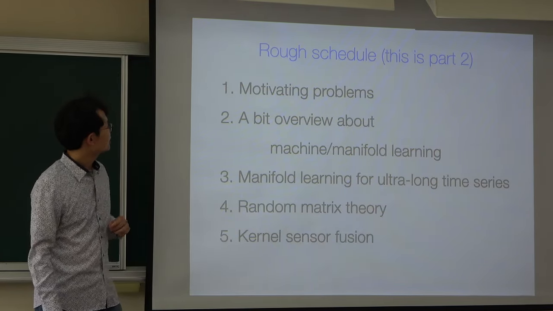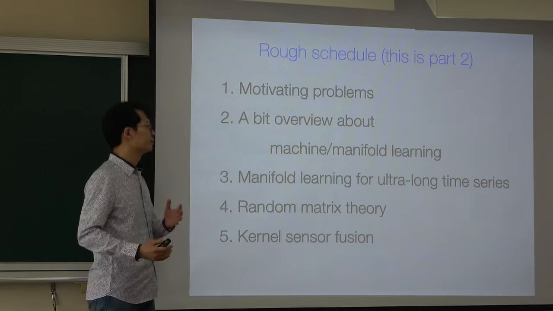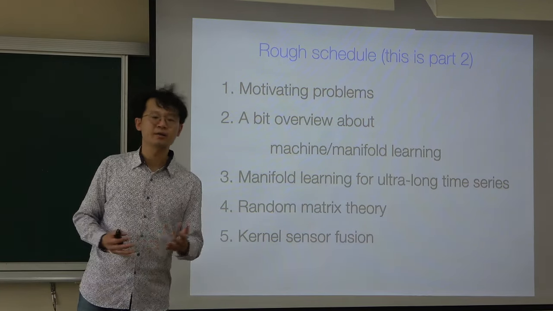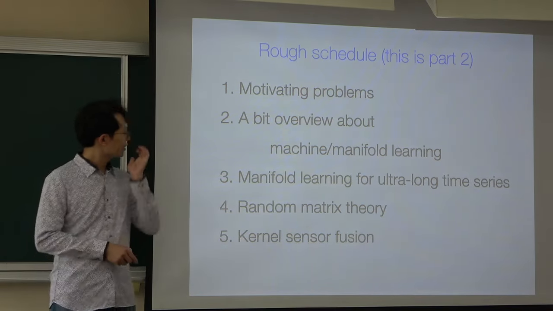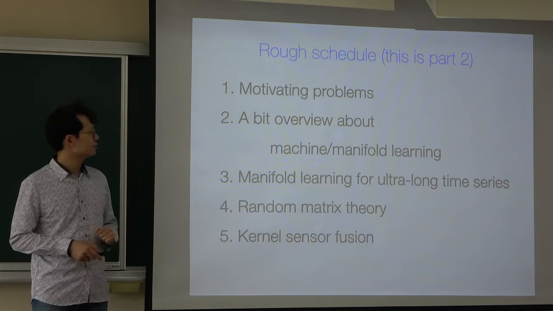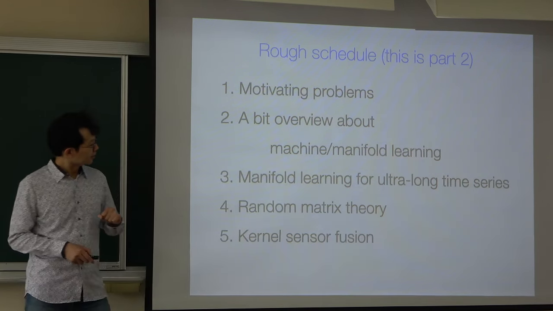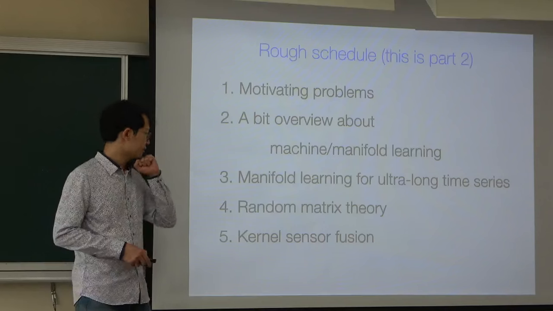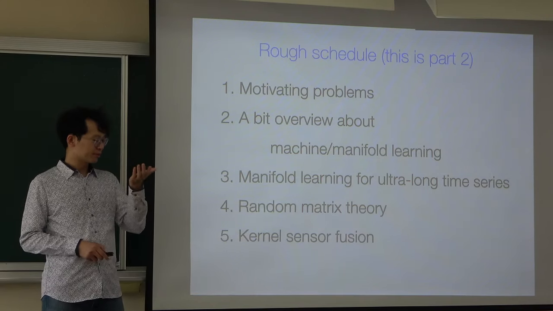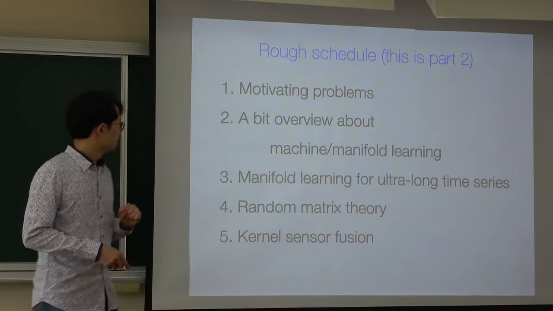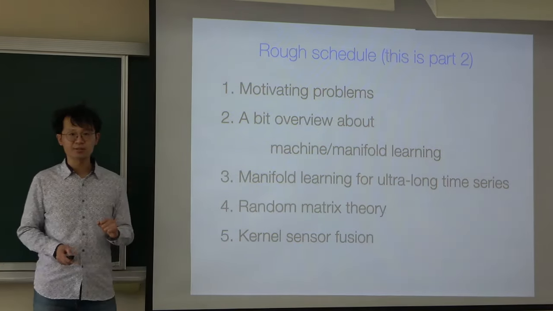And that is the rough schedule for this part 2 lecture, and it will maybe span the coming 10-20 lectures. So we'll start from motivating problems, which we will discuss today, and we will have some overview about machine learning, manifold learning, and then we will talk about how to apply manifold learning algorithms for ultra-long time series analysis. And we will also cover some random matrix theory and some theoretical results of manifold learning, differential geometry, and also discuss some kernel sensor fusion, spatial temporal analysis, and so on.